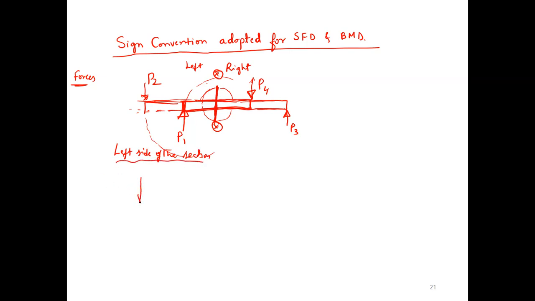All vertical downward forces will develop which kind of moment? Anti-clockwise. Anti-clockwise means minus, negative. All upward forces will develop which kind of moment? Clockwise moment. So positive. Now you're coming to the right side of the section.